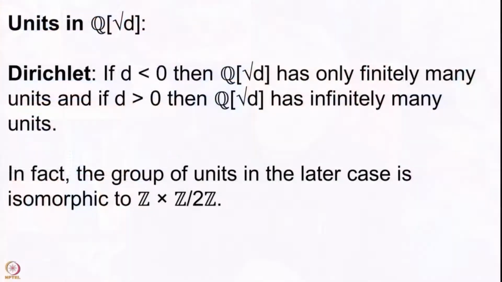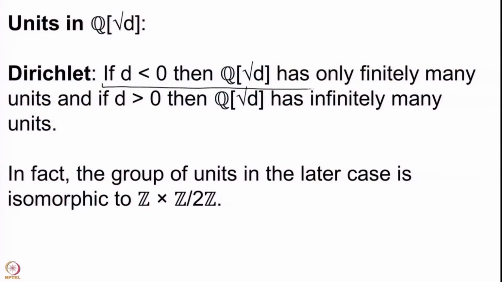So, the question is what are the units in Q root D, and there was this nice result of Dirichlet which we had in the last lecture, which described units. Dirichlet's theorem once again describes units in all OK. It gives you some kind of description for the group of units.